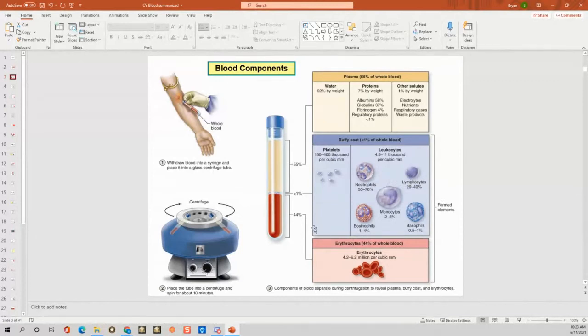Now, that only accounts for, again, 44-ish% of the blood. So what's going on with the rest of the blood? Well, this is called plasma. And plasma is mostly water, but there are components in your plasma that you must know for the rest of the semester. A big chunk of your plasma is made up of proteins.